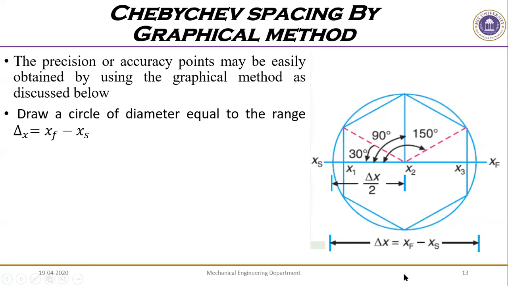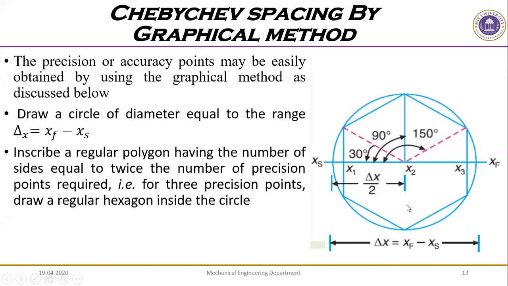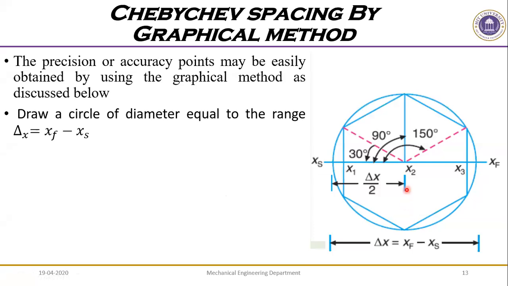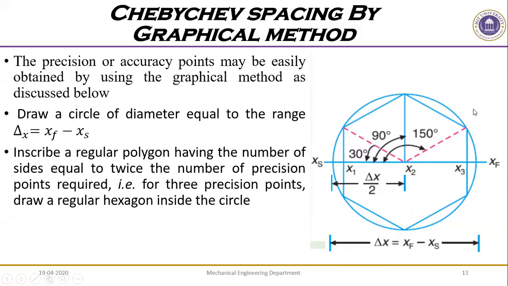Whatever range is given to you, xs is less than x is less than xf. So xf minus xs gives you the range. Of that range you have to draw a circle. You have to draw a circle. See over here, that circle having diameter equal to range. Right? Then you have to inscribe a polygon into that.